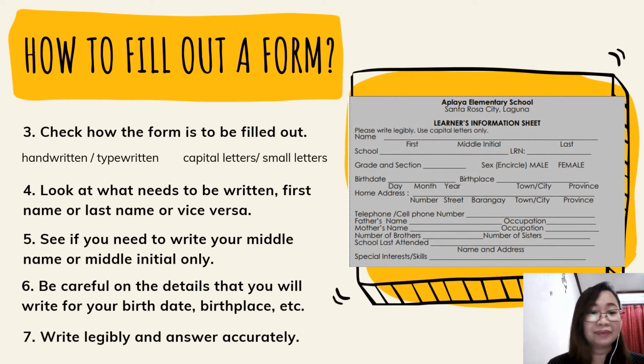Number 3. Check out how the form is to be filled out. Does it say it needs to be handwritten or typewritten? Or does the form require capital letters or small letters? If you look here at our learner information sheet, there is a short instruction to please write legibly. When you say legibly, it means neatly. Use capital letters only. So it says here you need to use capital letters.